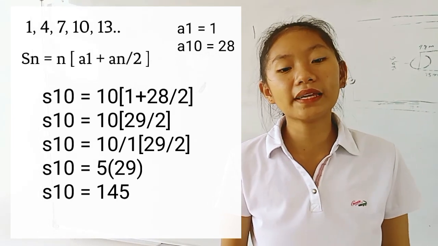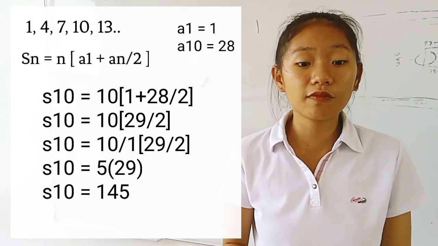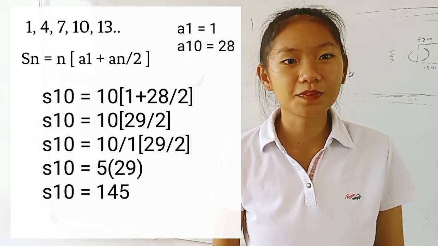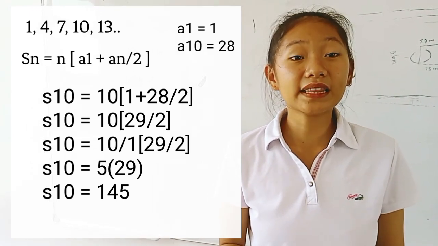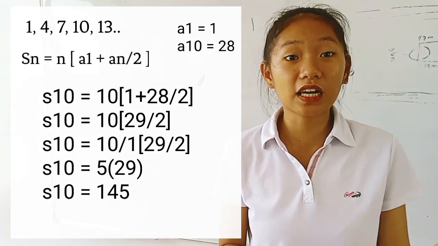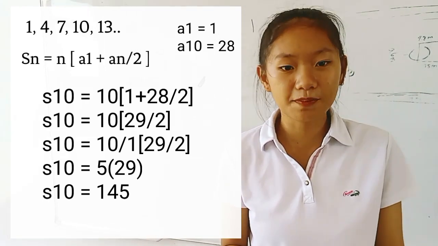To multiply 10 times 29 over 2, we need to put the numerator of 10. So for 10 times 29 over 2, we have to cancel out the 10 with the 2, and we have 5.